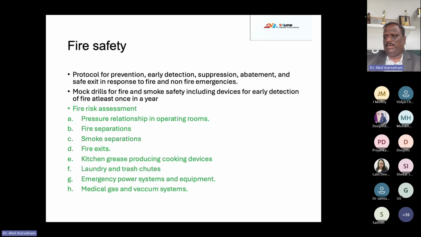So when we talk about fire risk assessment, it talks about pressure relationship in operating rooms, fire separation, smoke compartmentalization, fire exits, kitchen grease producing cooking devices which are prone to fire, laundry and trash chutes, measures to prevent fire from spreading to other areas, emergency power systems and equipment, medical gas and vacuum systems.